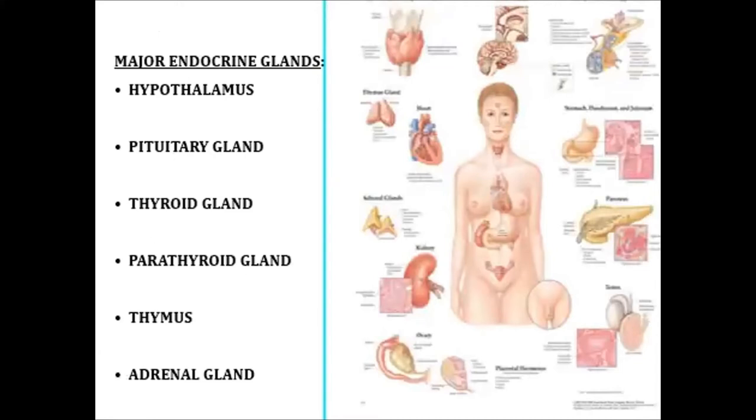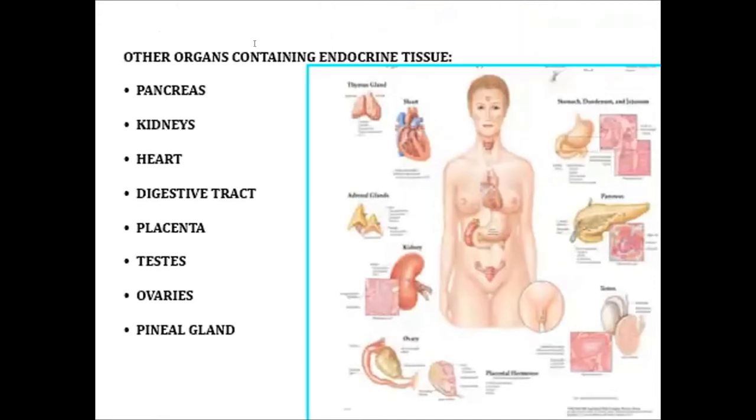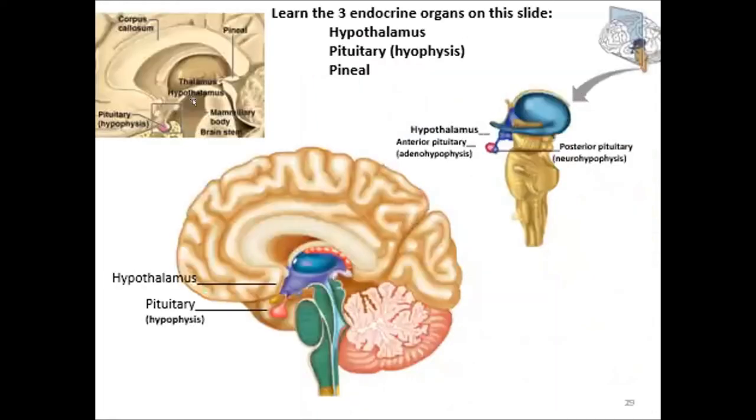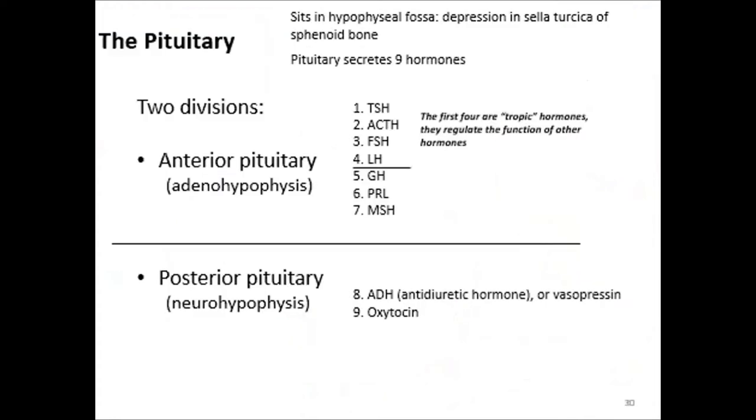Totally, these are the major endocrine glands and the organs that contain endocrine tissue: the pancreas, kidney, heart, digestive tract, placenta, testes, ovaries, and pineal gland. Here, for example, is the hypophysis and the pineal body, which sometimes has the name epiphysis, but it's not correct in the terminology.